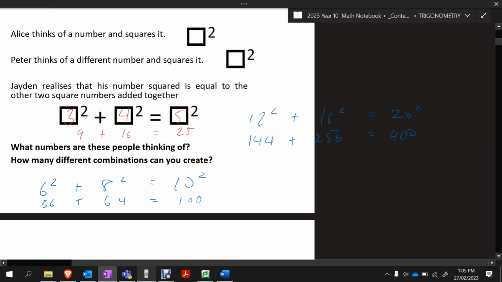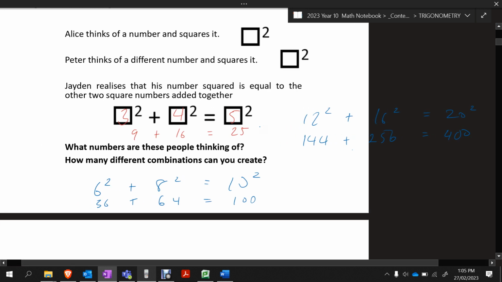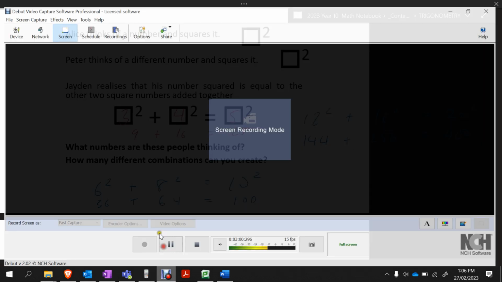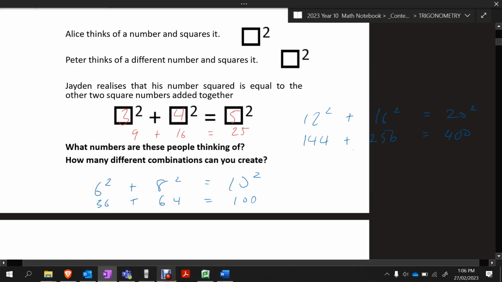Okay, all right, listening. What's happened here is you can actually use the numbers that are here and just do variations of it. Donovan doubled the numbers and used 6 squared, 8 squared, 10 squared. Colin used 12 squared, 16 squared and 20 squared. All right, let's continue.